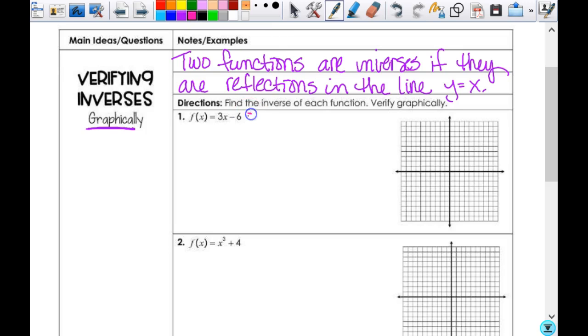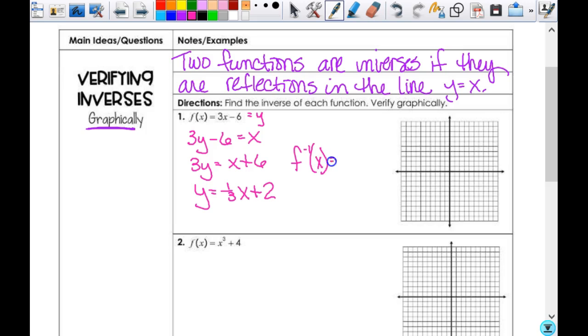So I'm going to set this equal to y. Then I exchange x and y, right? So that becomes 3y minus 6 equals x. Then what do I have to do? Add 6. I'm going to solve for y. So 3y equals x plus 6. Then y equals x plus 6 over 3, but that's not what I would really do here. So what does this become when I divide this 3 in here? 1/3. So 1/3 x plus what? 2. So my inverse function of x is equal to 1/3 x plus 2. So there is my inverse.